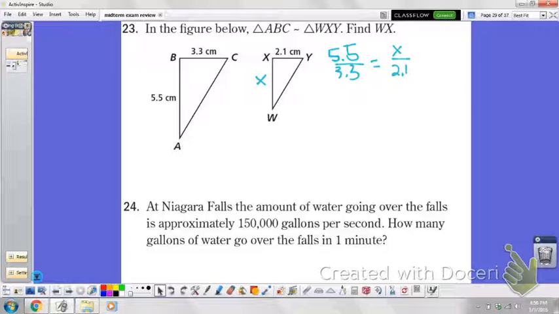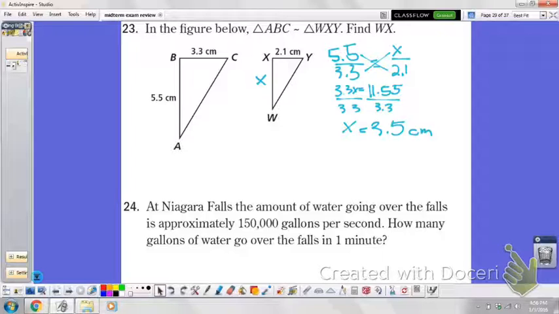So now all I have is just a proportion, again, cross multiply, and I get 3.3x is equal to 5.5 times 2.1, which is 11.55. Divide both sides by 3.3, and I get x is equal to 3.5 centimeters.